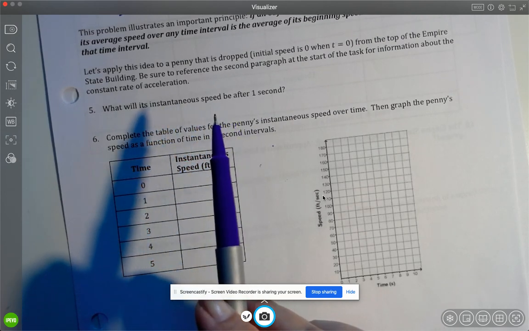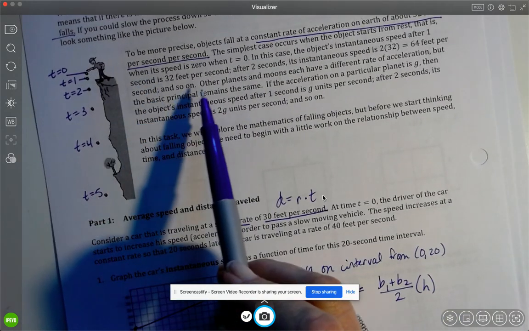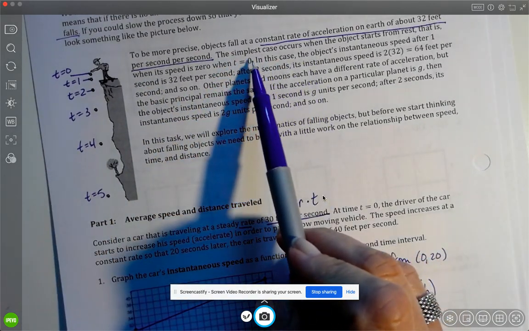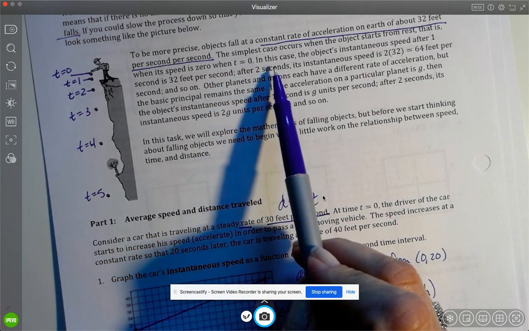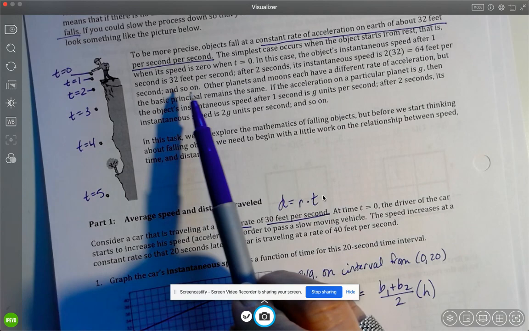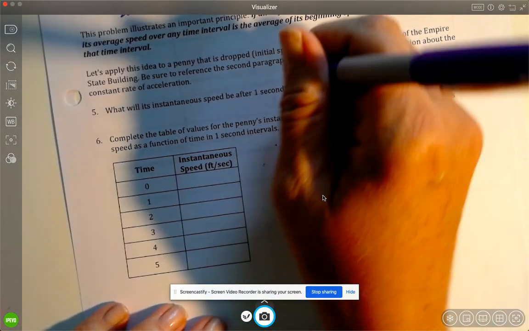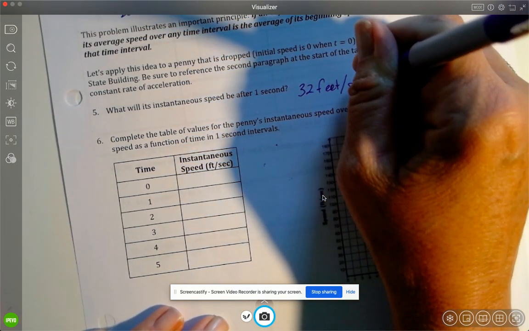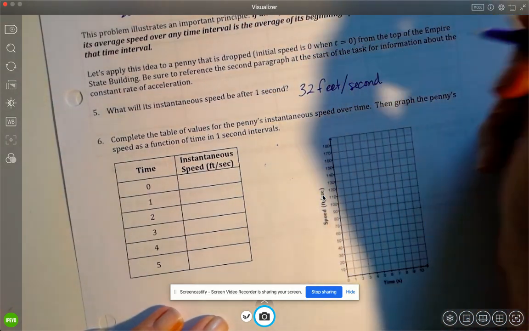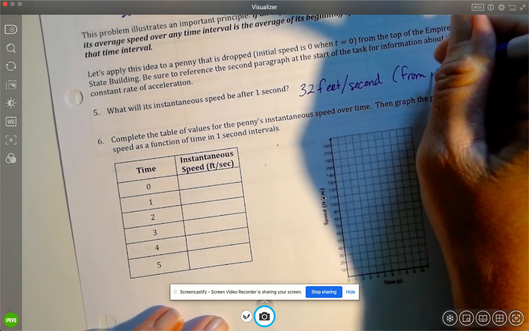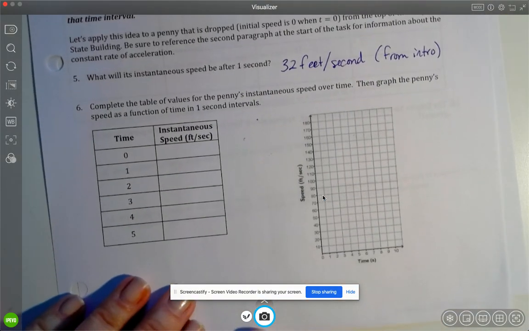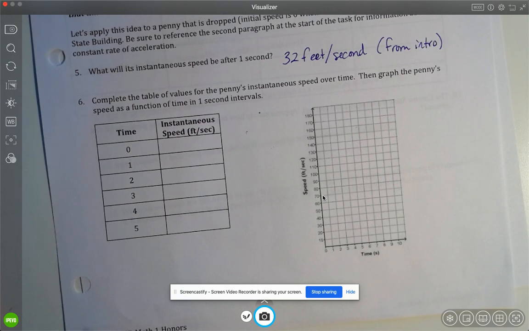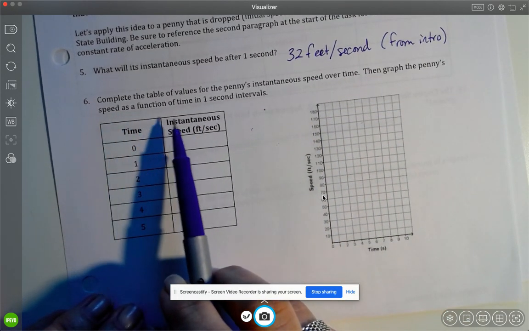Well, if you go back here, it actually says on Earth, the object's instantaneous speed after 1 second is 32 feet per second. So that's the same for pennies or whatever it was that we were talking about. So 32 feet per second, and this is from the introduction paragraph. You can get that information. So complete the table of values for the penny's instantaneous speed over time. Then graph the penny's speed as a function of time in 1 second intervals.